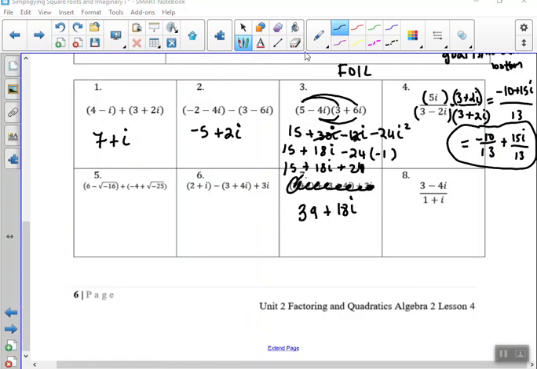All right, again, so just do problem number 5, 6, and 8, and then just know that you can use your calculator on this.